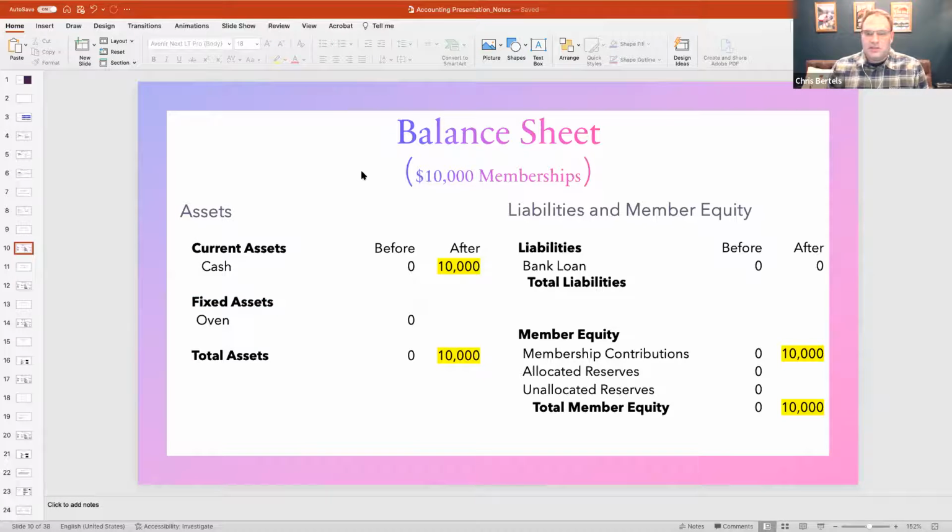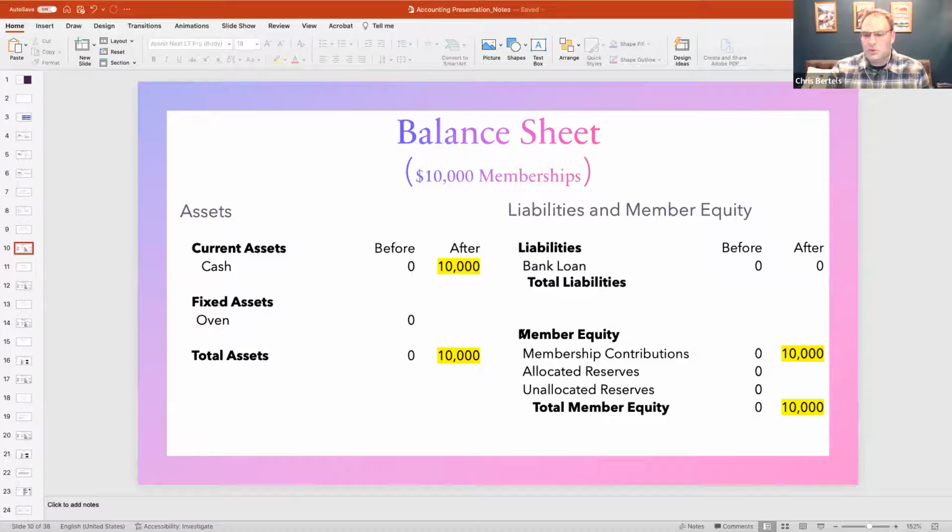Now, as far as handling the transaction of the 5 members putting in the $2,000, that's going to affect cash, okay? Because before there was 0 cash because you're just starting up, and then after the members contributed the $10,000, you have $10,000 of cash. Going to the right side, the bank loan, there's no bank loan yet. No money's been borrowed, so that would just be 0.